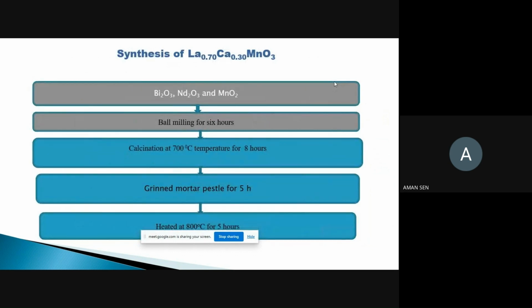The title is, I think, misinterpreted. Our material is Bi-Nd-MnO3. We mixed Bi2O3, Nd2O3 and MnO2 powders and ball milled them for 6 hours. The mixed sample was calcined at 700 degrees Celsius for 8 hours, then ground again with mortar and pestle for 5 hours and heated at 800 degrees Celsius for 5 hours.